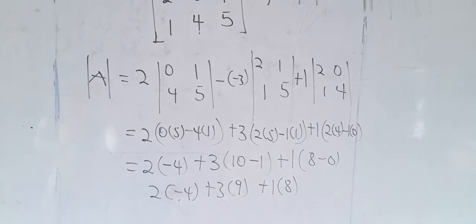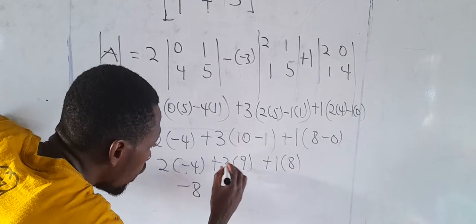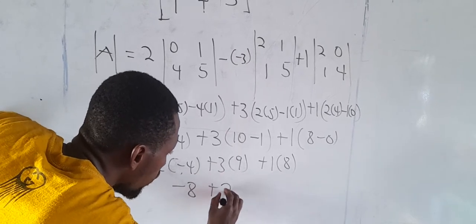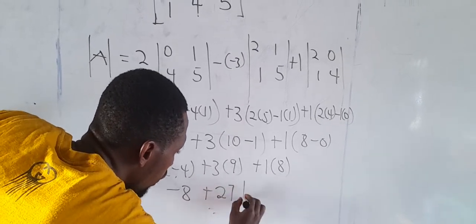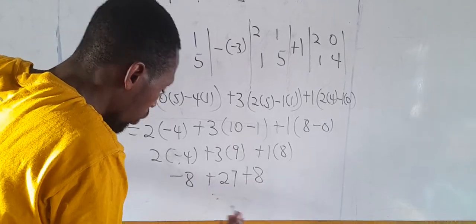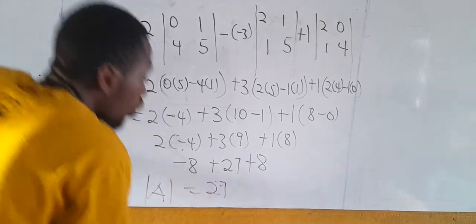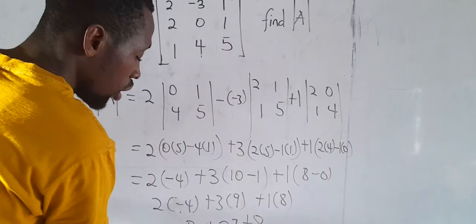So we simplify this. 2 times minus 4 will be minus 8. 3 times 9 will be 27. Then 1 times 8 is 8. Look at this. Minus 8 plus 8 is 0. So our determinant will be nothing but 27. So the determinant of this matrix is 27.